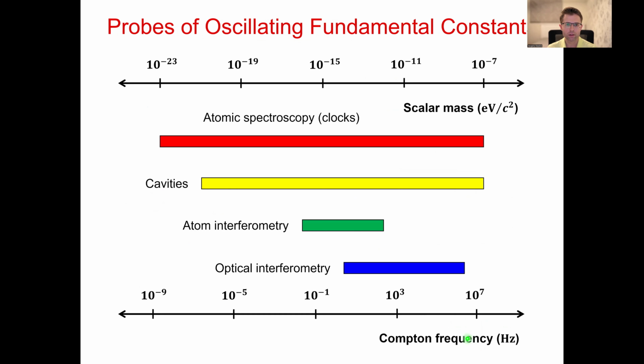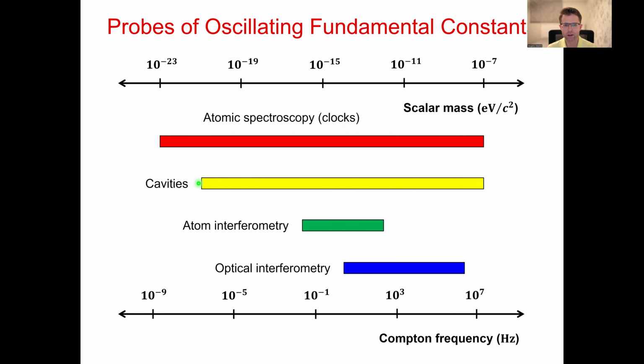So let's talk about some of the ways in which we can probe oscillations in the values of fundamental constants. There are a number of techniques which are tabletop scale in nature. Some of the techniques which have been proposed and in many cases implemented include atomic spectroscopy as well as clock-based methods. These can span a very broad range of possible masses in the red region here. We can also use cavities to cover a similarly broad range of masses in the yellow region here. And what is quite exciting is that it's often possible to combine these two approaches together in a hybrid style of experiment.